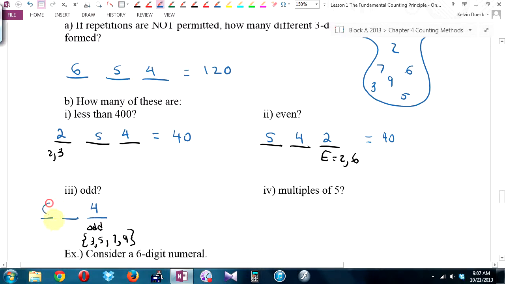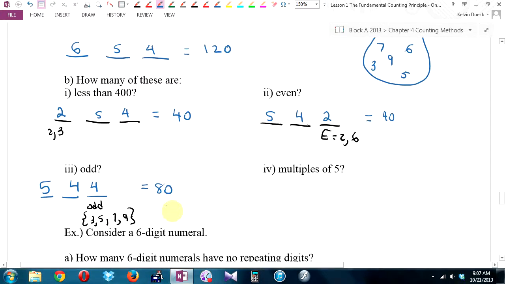6? 5. Then 4. Is 5 times 4 times 4 80, which I kind of hoped it was? It is. Okay.